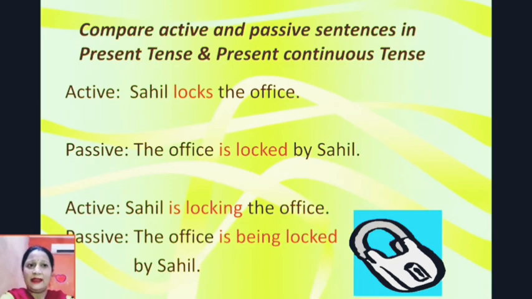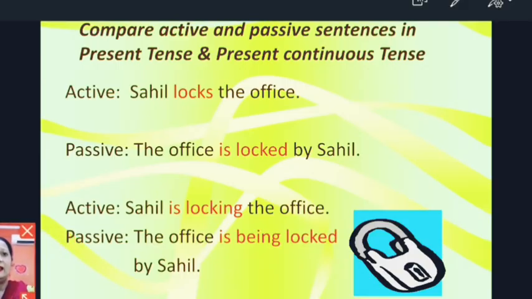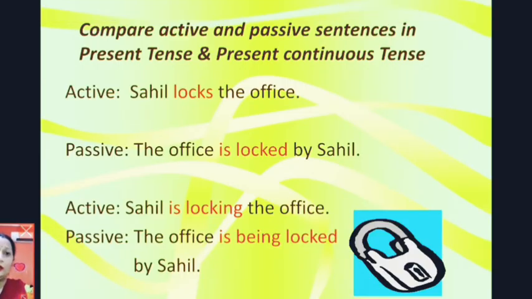Now, let's compare active and passive sentences in present tense and present continuous tense. In active sentence, Sahil locks the office. How do we change it into passive voice? The office is locked by Sahil. Now see the second sentence in present continuous tense. In active voice, it is Sahil is locking the office. And when we change it into passive voice, it is changed like this: the office is being locked by Sahil.